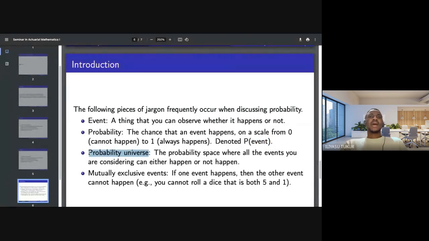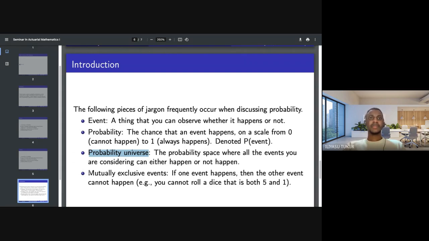All right. So the next one we have is the probability universe. This is jargon. People can say union, or superset, or whatever. If you are a mathematician, this is elementary stuff, you have some knowledge of sets. So this is like the probability space where all the events you are considering can either happen or not happen. So if you have a sample space, a collection of events, the probability of all of them is the probability universe, and that's how we define it. It's more or less just a superset.